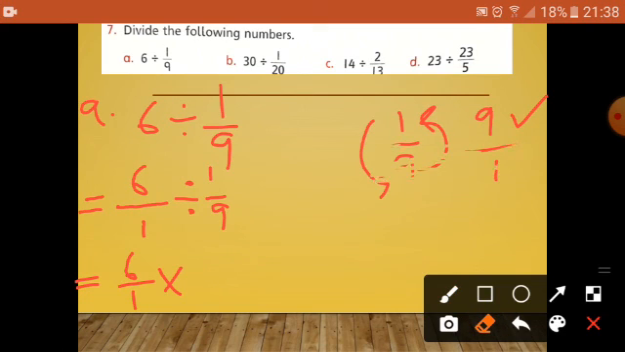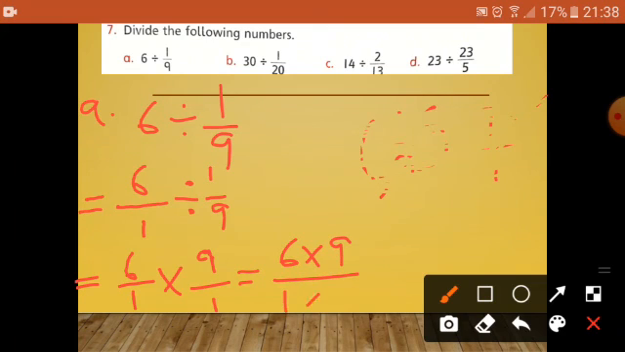As you have seen the reciprocal, whenever we are converting division sign into multiplication sign, this 1/9 will become 9/1. Now see, now there is a multiplication of numbers. Numerators will be multiplied with the numerator and denominator will be multiplied with denominator.